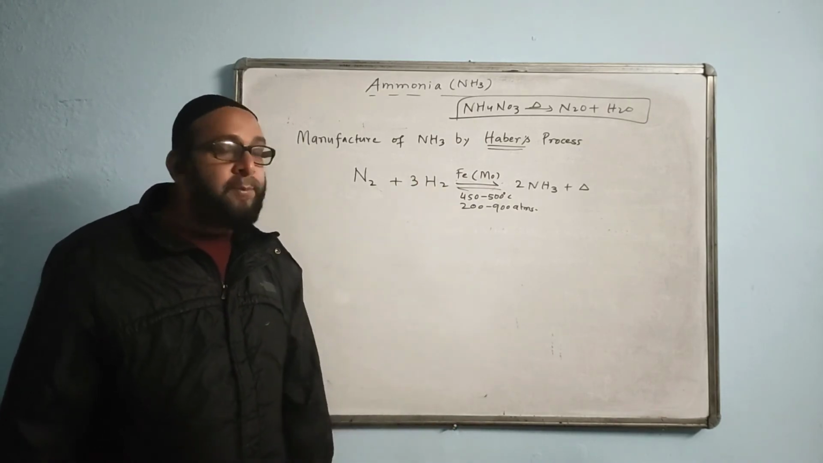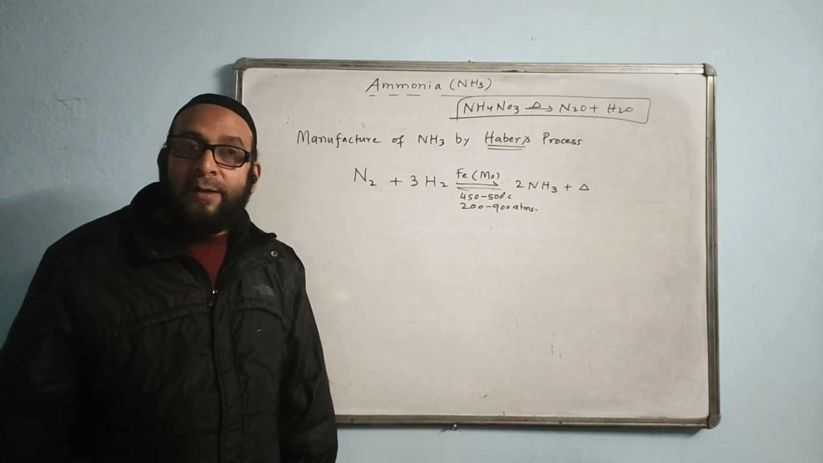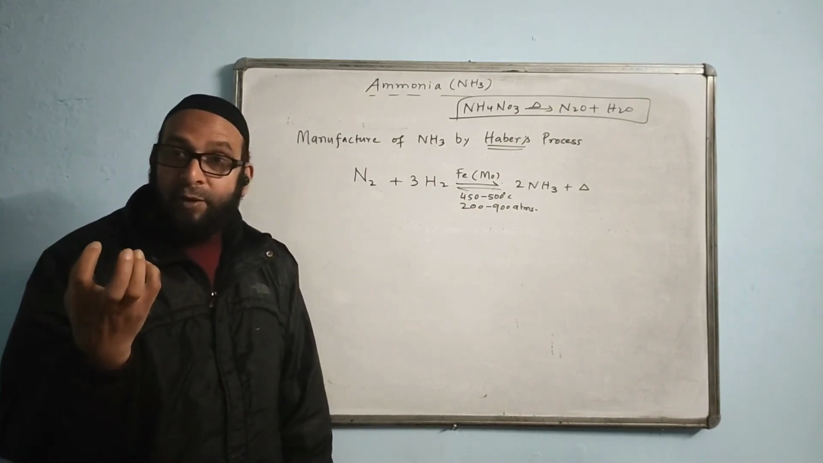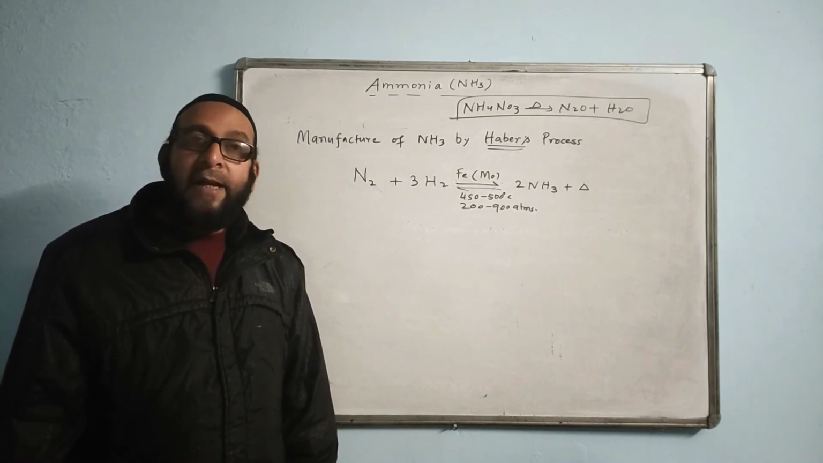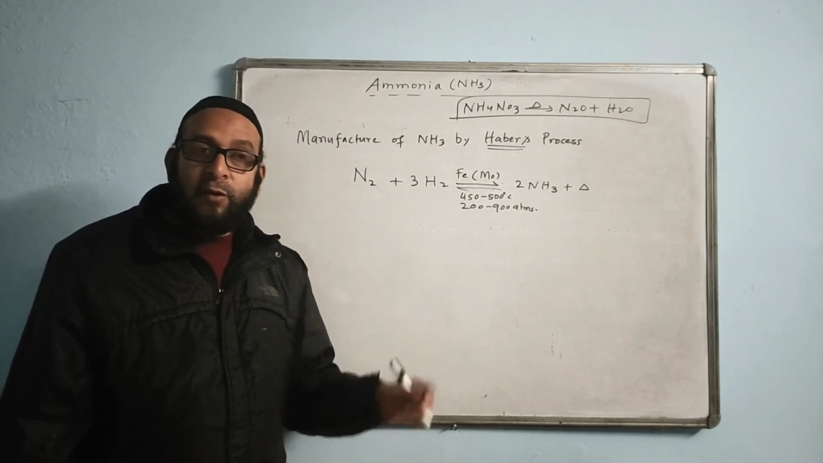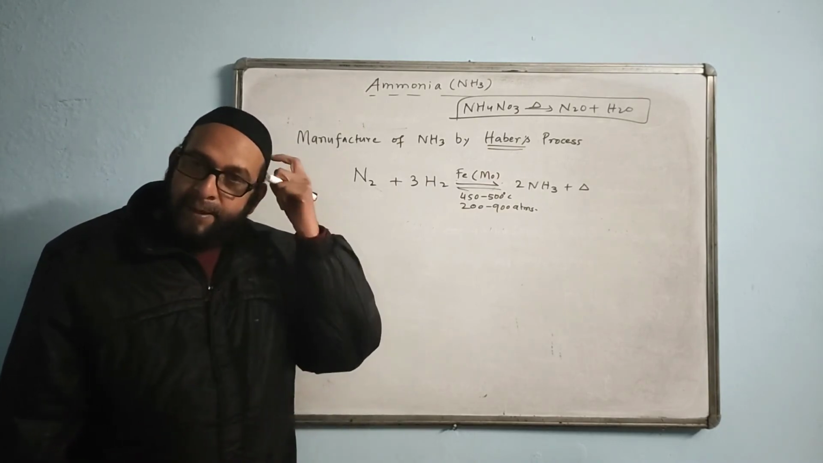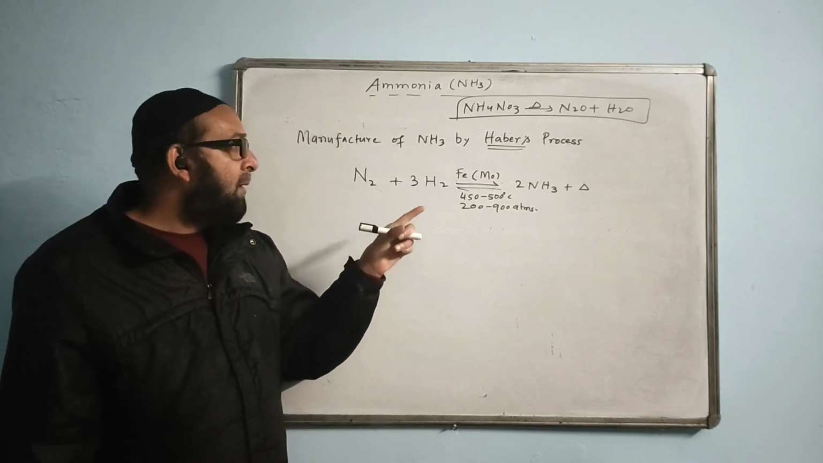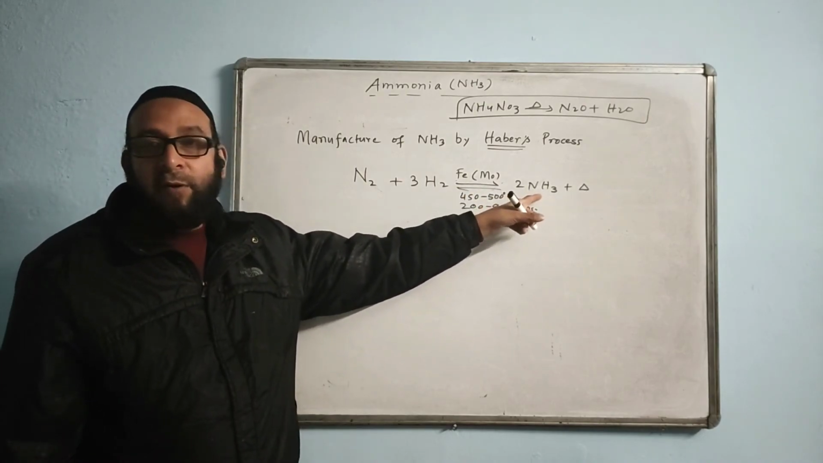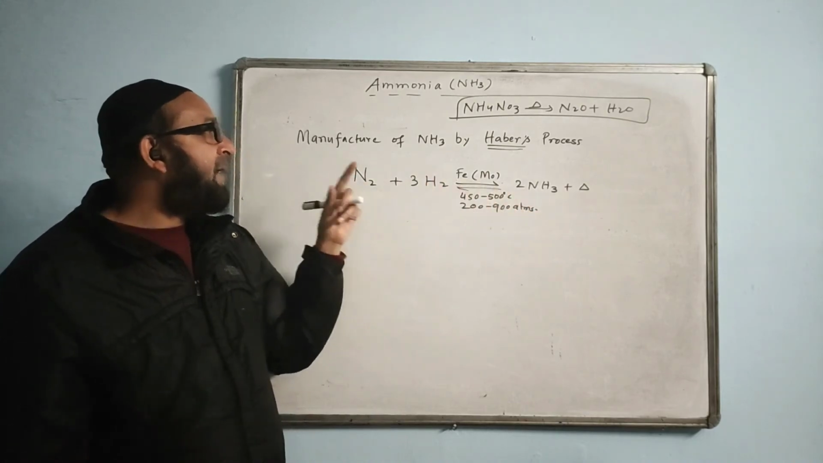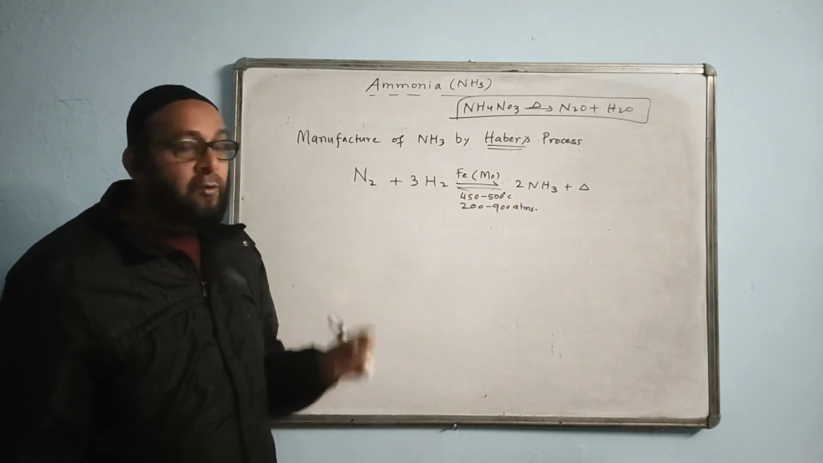The product of Haber's process is ammonia gas, but in what physical form is it collected? It is collected in the liquid form. Remember it. Why liquid form? What is the reason behind storing it in the liquid form? The main reason is that the ammonia gas formed in the Haber's process contains unreacted nitrogen and hydrogen also.